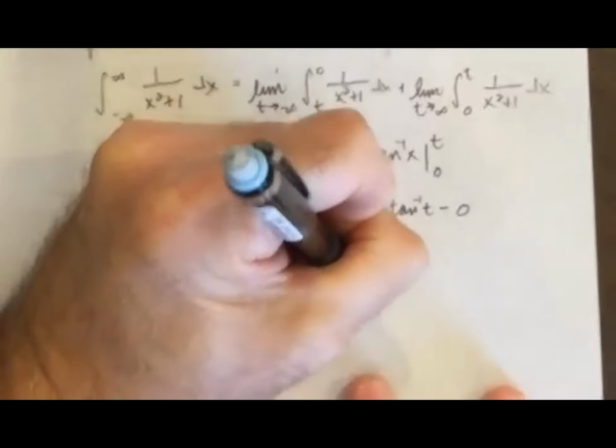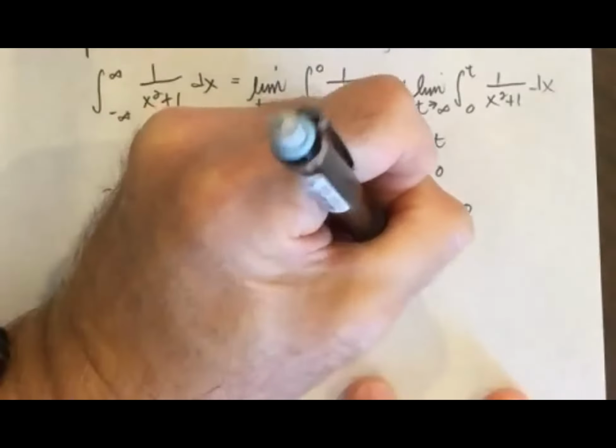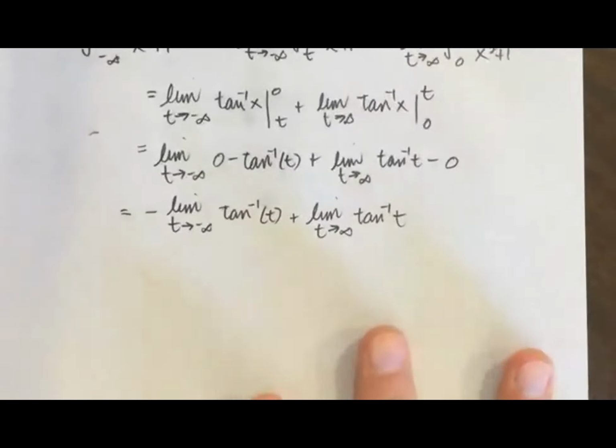Let me rewrite it first. But notice now that the integration part of this is done, and now we have a limit problem. So what we're really saying is, when t gets really big and really small, what's inverse tangent doing? So think about that. I mean, you could think about it or you could just look, right? We've talked about this before.